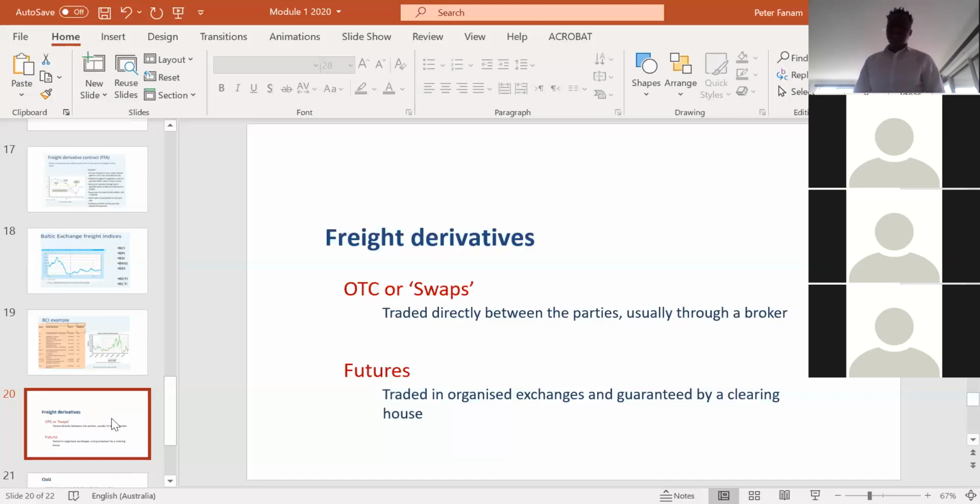So the derivative contract goes through the clearing house, and then you know that you are protected. If one party defaults, the clearing house is there to settle you no matter what happens. So that is the difference between these two freight derivative contracts, the over-the-counter offer and the futures.